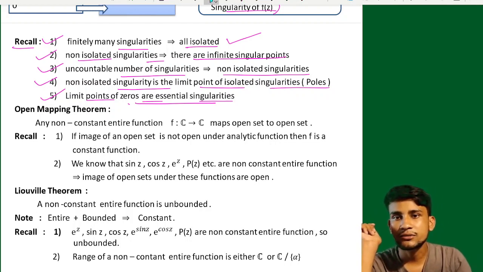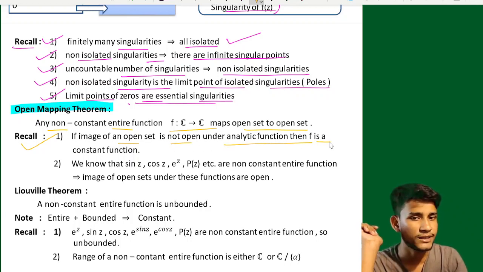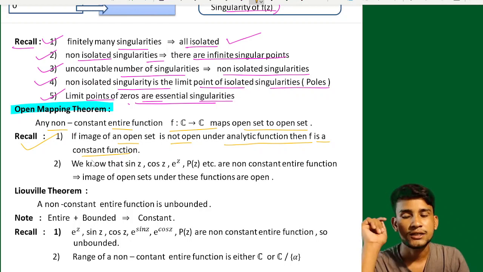Then we come to the open mapping theorem. This says that any non-constant entire function f from C to C maps an open set to an open set. The important recalling is: if the image of an open set is not open under an analytic function, then it is a constant function.